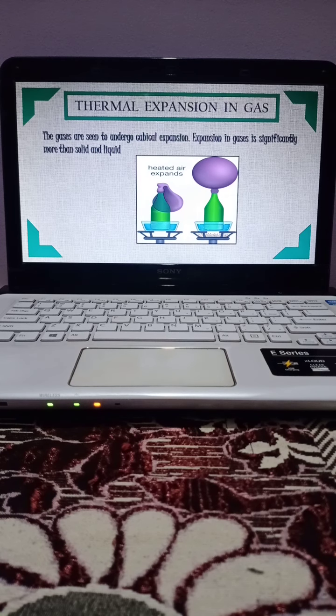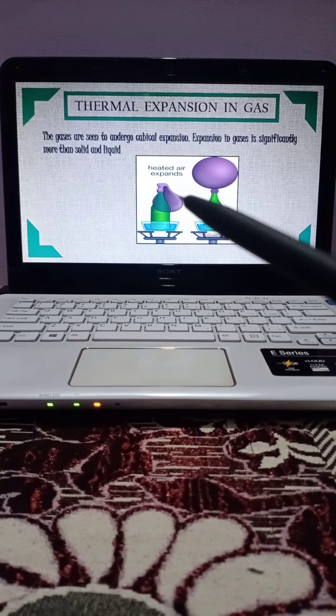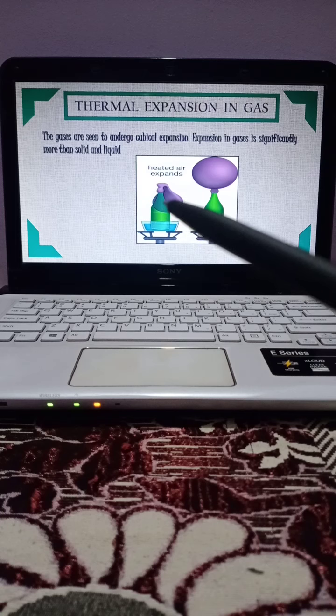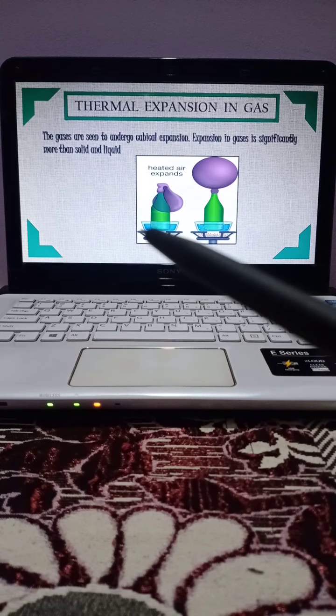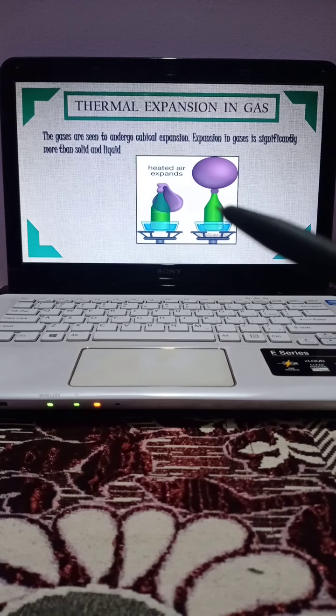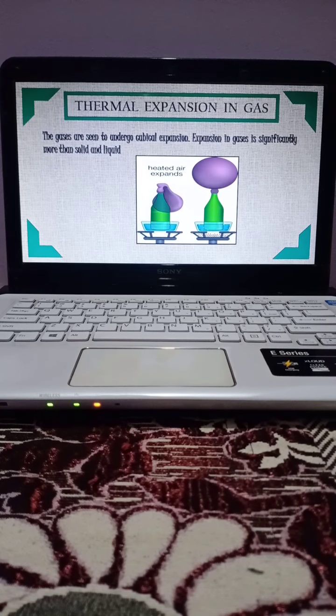In the diagram, we can observe a balloon filled with air, and inside the glass tumbler the air particles are present. It is put on water and is going to get heated. When the water gets heated, the air present in the glass tumbler also gets heated and expands. And when this gas expands, the balloon also increases its volume, which represents thermal expansion in gas.